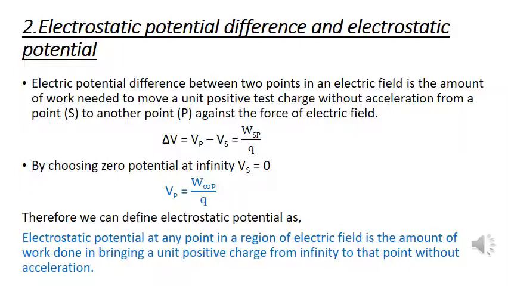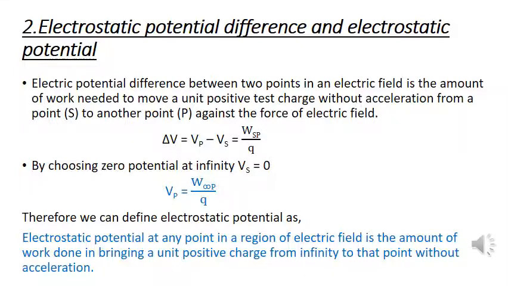Again, by choosing the 0 potential at infinity, that is, we can consider the potential at point S from which we are bringing the unit positive test charge is equal to 0. So, we can write the potential at point P in the electric field of the source charge is equal to W_P by Q.